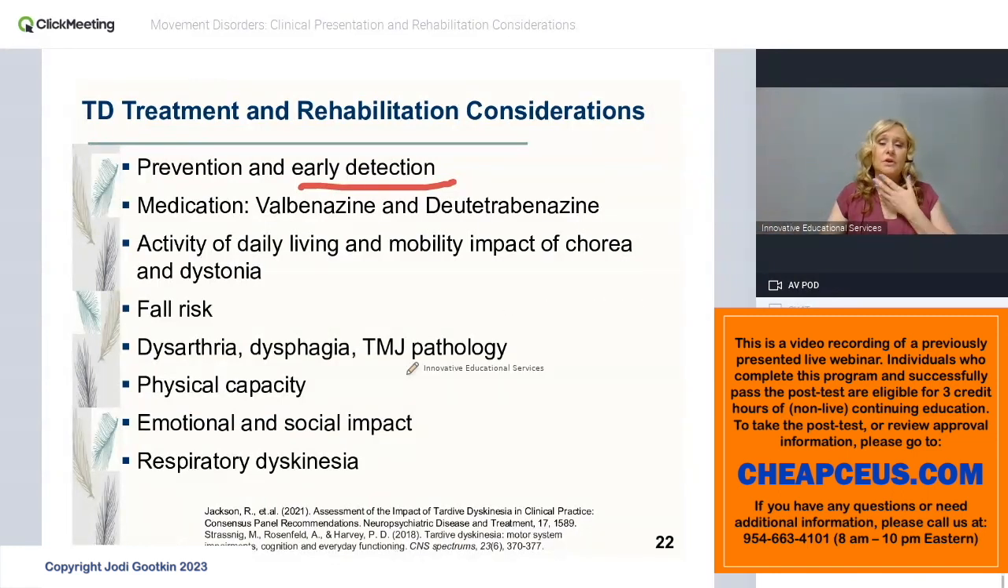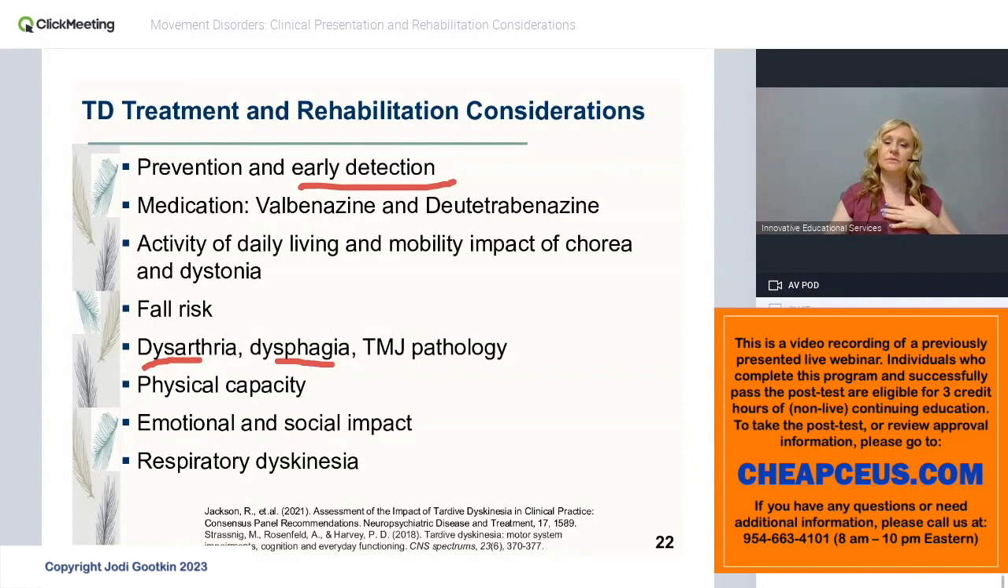They're often going to present because of the orofacial involvement with dysarthria, difficulty with speech forming, difficulty with swallowing, and TMJ pathology to watch for in the individual. And then for many individuals, when it progresses to the trunk, it can involve their respiratory capacity. So they might present with respiratory distress.